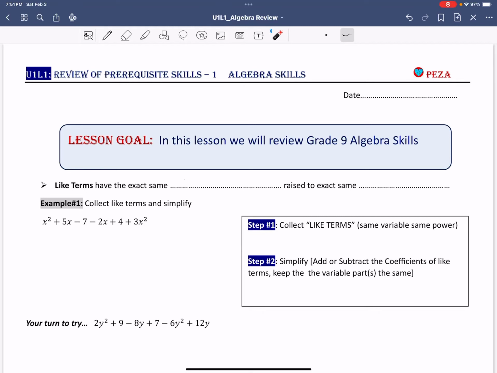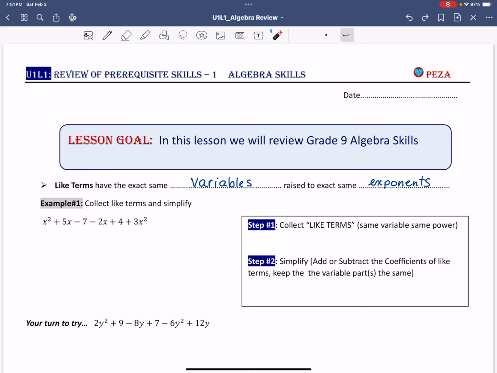In this lesson, we'll review some algebra skills from grade 9. Our focus will be on simplifying polynomial expressions and solving equations. Remember that to simplify polynomial expressions, we need to group like terms. And like terms will have the exact same variables raised to the exact same exponents.